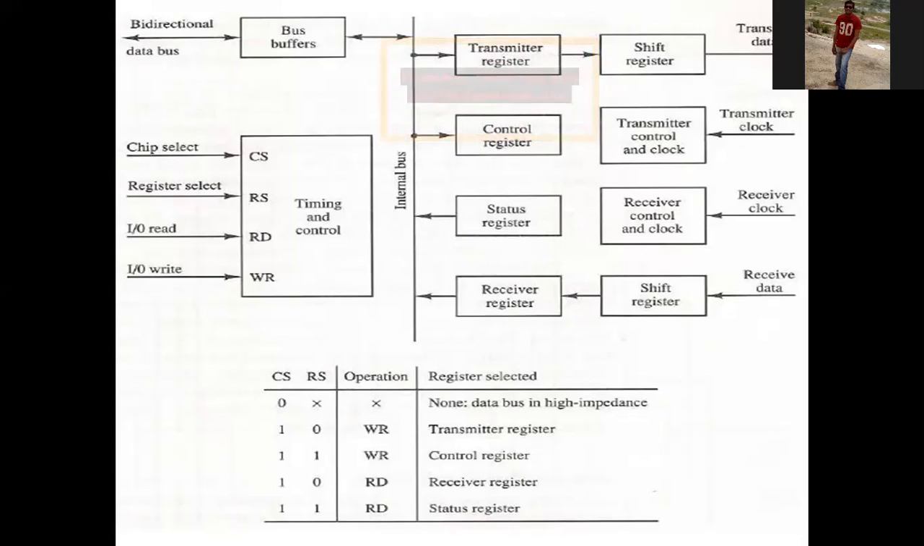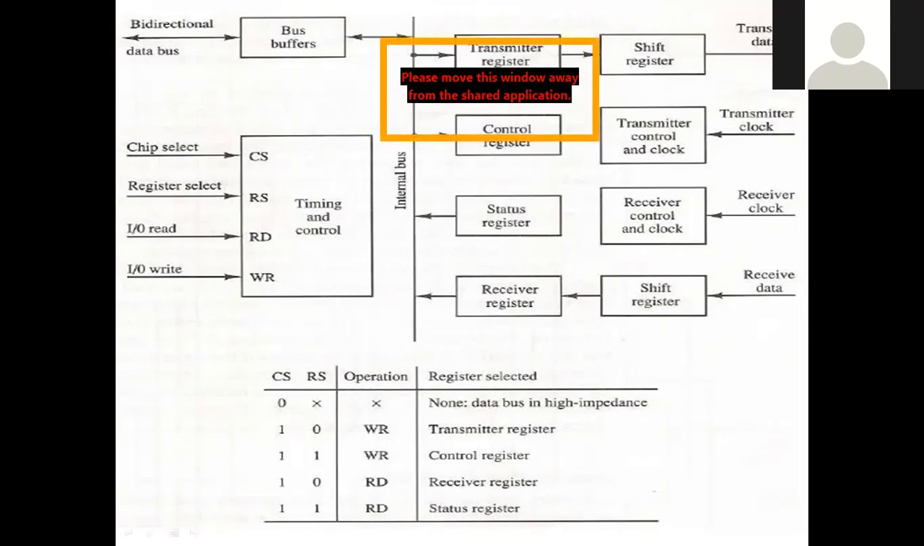What is this high impedance? High impedance means the signal is always available; whenever you want to use it, you can use it. So that we are calling the high impedance state. Are you clear?